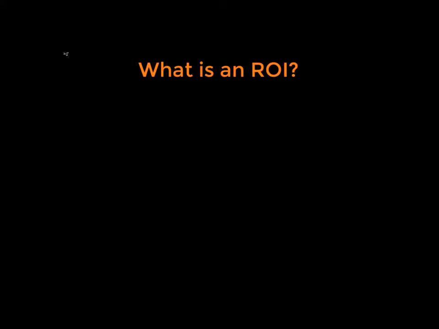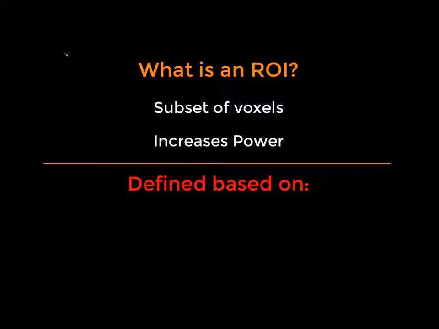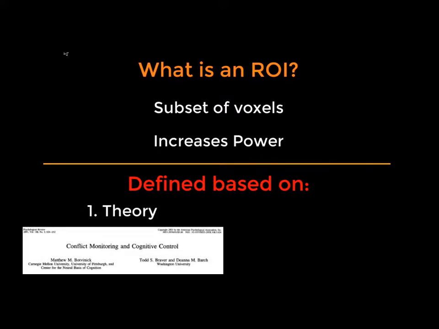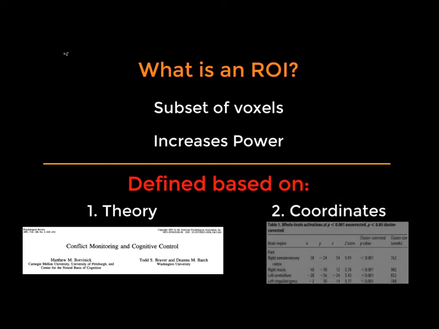Okay, so let's begin with what an ROI is. Like I said, an ROI, or region of interest, is a subset of voxels that you want to restrict your analysis to, and we do this primarily to increase power and increase spatial specificity. It can be defined based on a couple of things. It can be based on theory, so let's say that some process we think activates a certain region. Or it could be based upon coordinates that are reported from another study. So if they're looking at something similar that you looked at, and you want to use an independent data set, you can use their peak coordinates to define your region of interest. Both are appropriate.